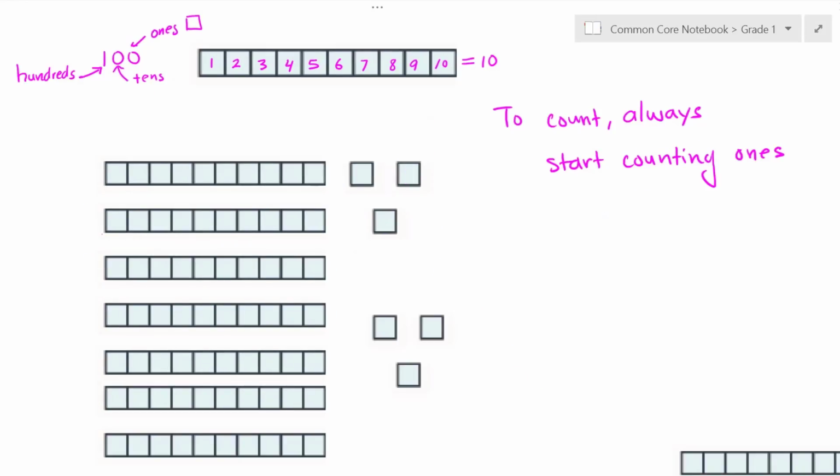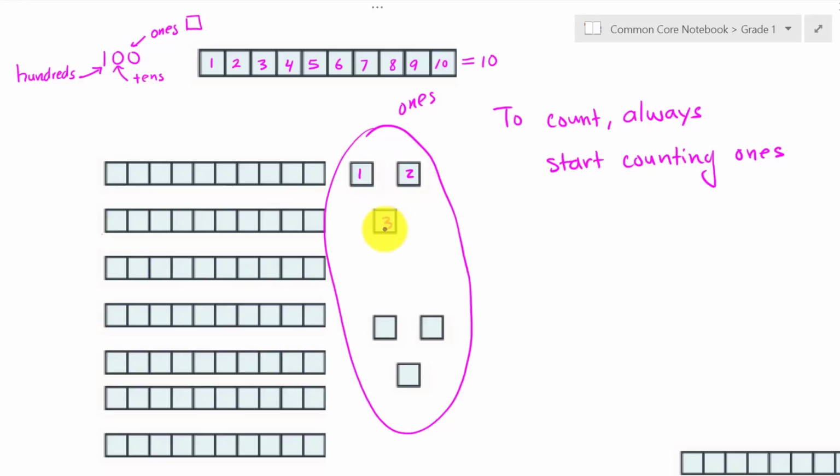Let's try another one. Let's count how many boxes there are in this sample. So to count, always start counting ones first. Well, here we have all ones. And how many ones do we have? 1, 2, 3, 4, 5, 6. So in this case, we have 6 ones. Now after we count the ones, we move to the next one. In this case, we have this right here, and each one of these represents 10. And that's the tens value. And how many tens do we have?